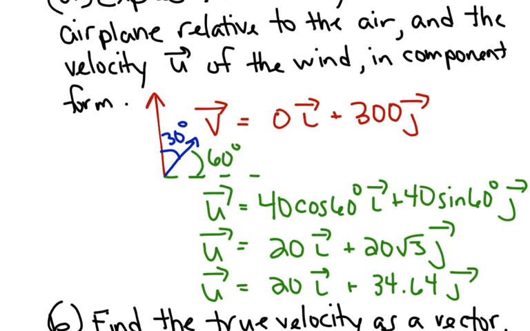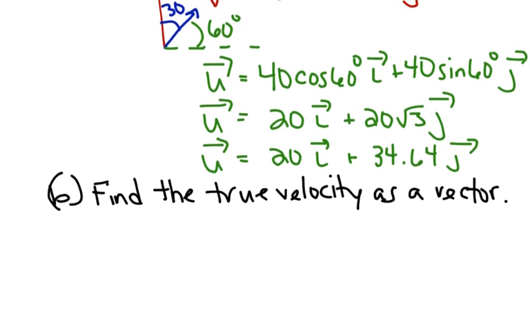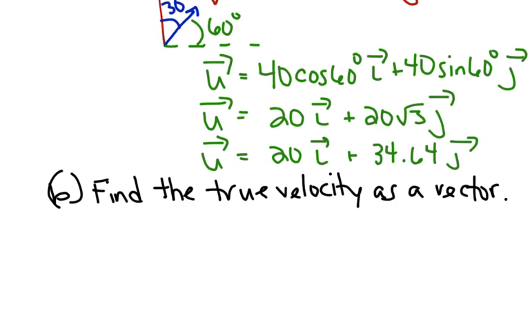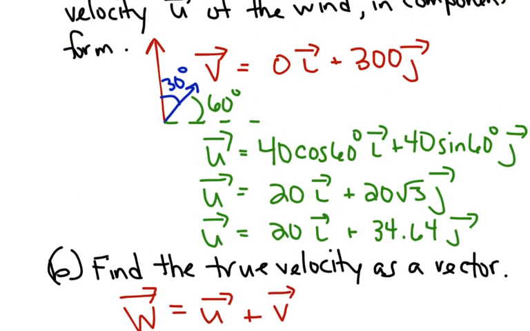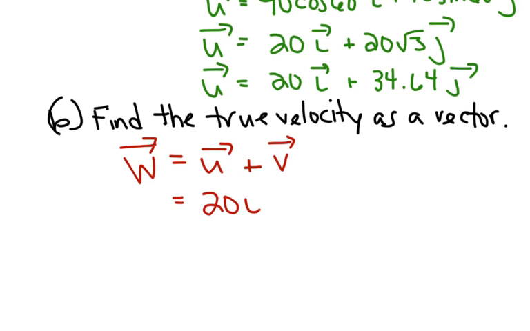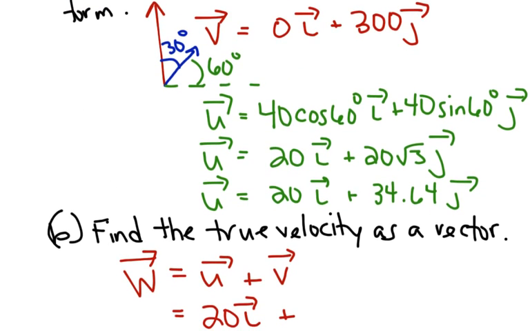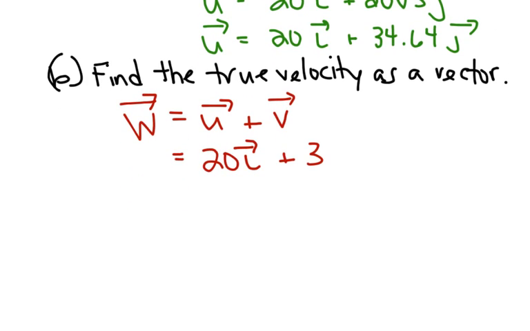The next thing that we want to do is find the true velocity of the airplane. The true velocity of the airplane, we'll call it w, is going to be the sum of the airplane and the wind. So when I add them, I'm going to add the i components. So it's 0 plus 20, which is 20i, plus 300 plus 34.64, which is 334.64j.